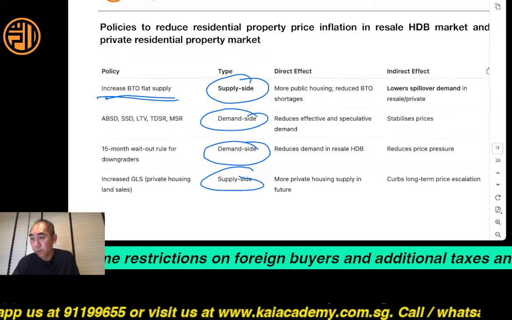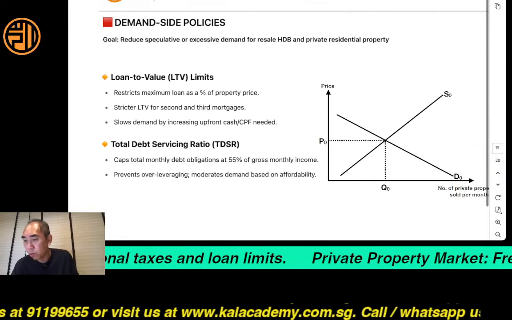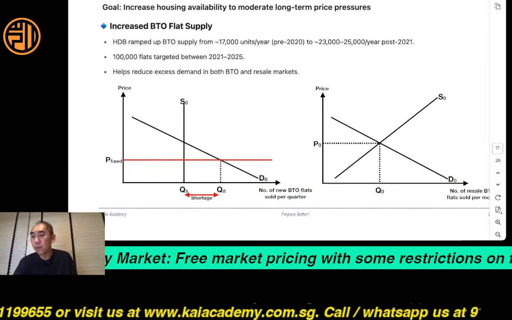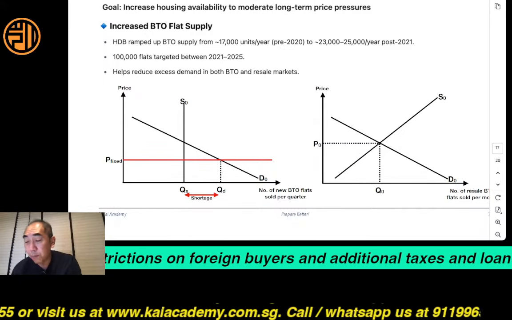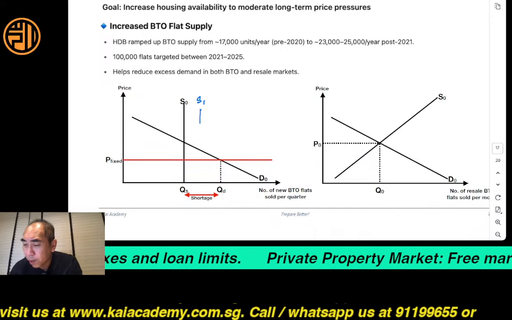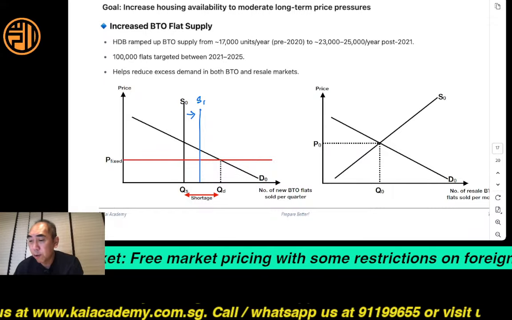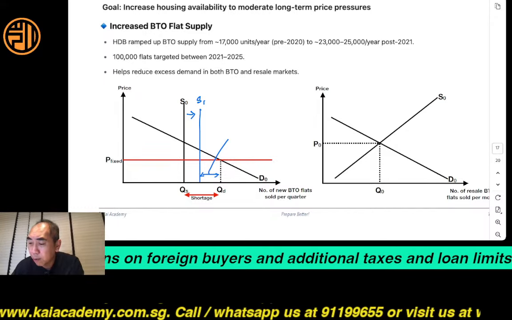So for instance, if the government, let me scroll up to this policy, increases the supply of HDB flats, what this does is to increase the number of new BTO flats built. With an increase in the number of BTO flats built, the shortage becomes smaller.